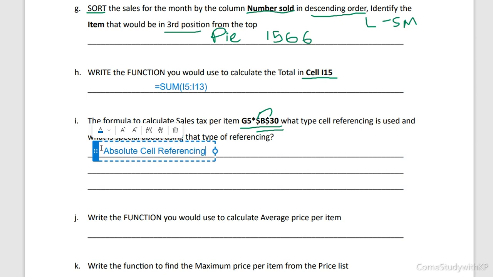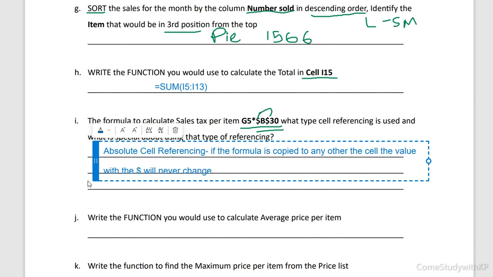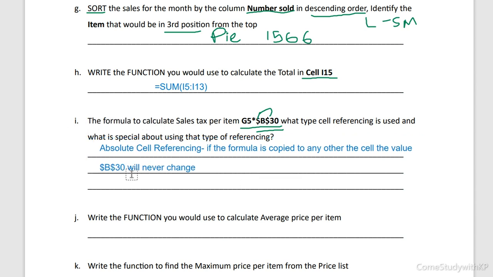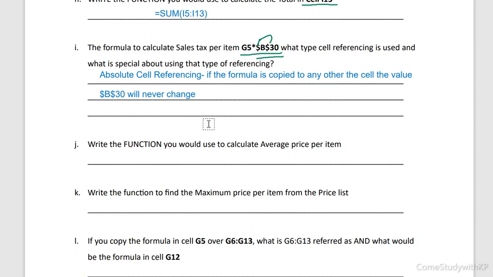And what is special about it is that if the formula is copied to any cell, the value with a dollar sign will never change. And that is what we want. It remains the same, it won't change, so we'll do accurate calculation.